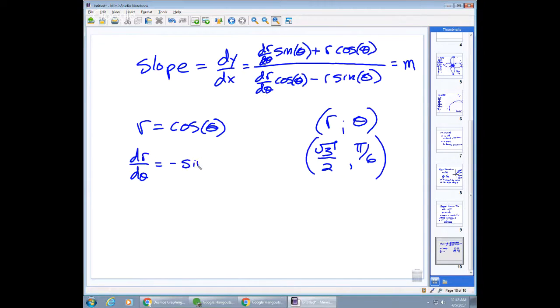which is the negative sine of theta. And at this point, the only theta I care about right now is pi over 6. I don't want to leave that as a function. That's an insane function. What's the sine of pi over 6? 1/2? Yeah, and I want the opposite of it. So for me, I'll write it right here: dr d theta evaluated when theta is pi over 6 is equal to negative 1/2.